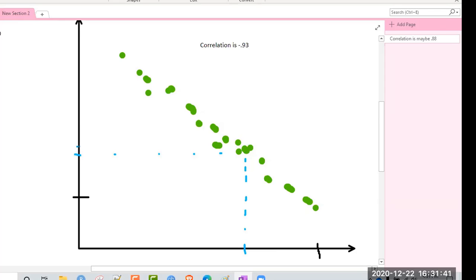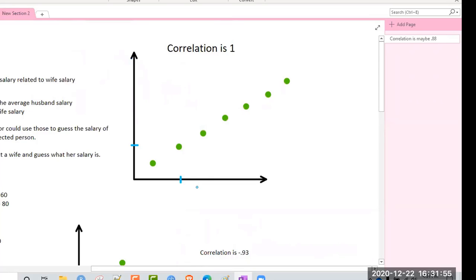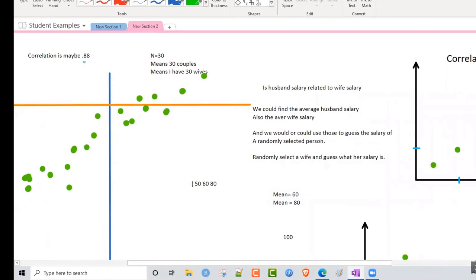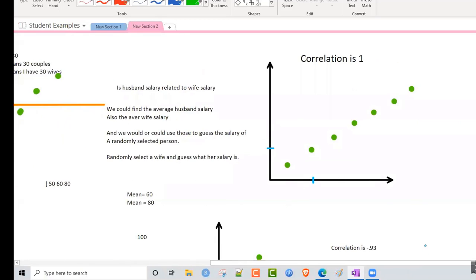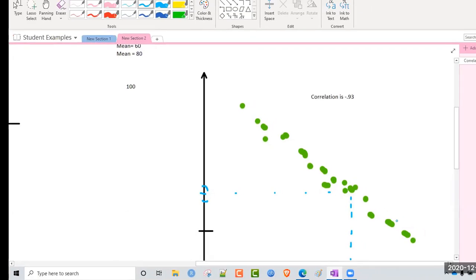But I recognize that it's more like between here and here. I don't get a perfect prediction here. So this is not perfectly correlated, but this is perfectly correlated. If it's a perfect straight line relationship like this, the correlation will be 1. Over here, the correlation is not perfect, maybe it's 0.88. And over here, the correlation is not perfect either. It's better than the other one, but it's 0.93. In this case, negative 0.93.